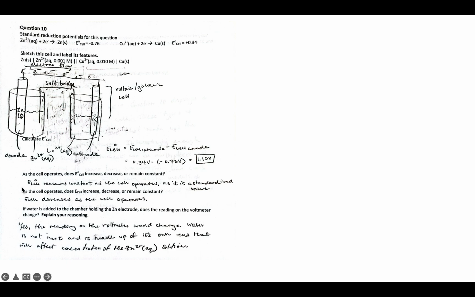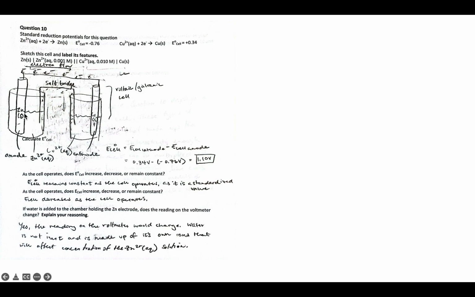The idea here is that as this operates, the E naught for the cell isn't changing, but the measured E cell that you would have would decrease over time as you're changing the amount of the reactants and products present. And by reactants and products, I'm talking about what's in the ions in each of our chambers here, within the anode and the cathode.